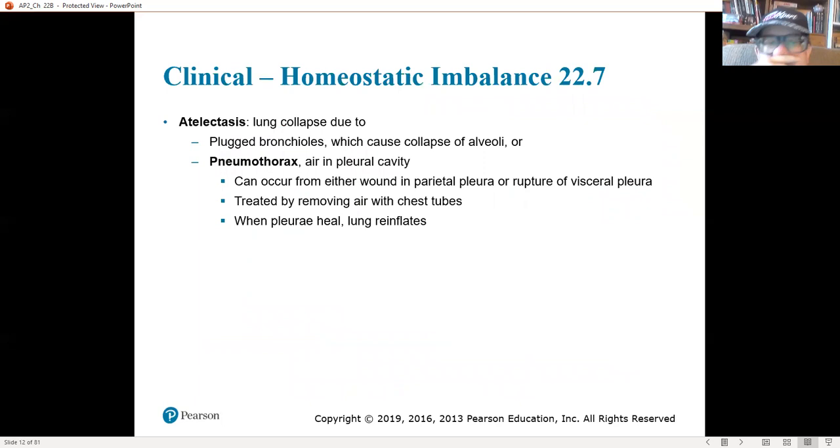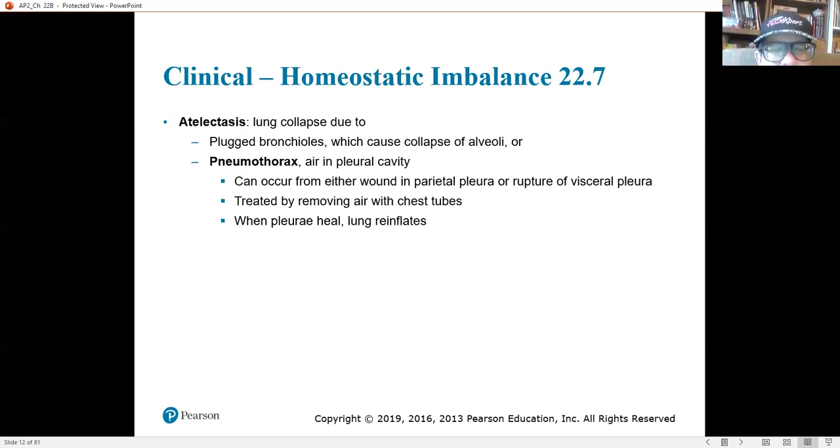All right. Atelectasis is a lung collapse when you have plugged bronchioles. It can collapse the alveoli. Pneumothorax, which is what we were just looking at, that's air. Pneumo means air, so it's air in the thorax, but specifically it's air in your pleural cavity. This could be a wound in the parietal pleura, the periphery, like the knife wound they just had the drawing of, or a rupture of the visceral pleura, like I said, the scuba accident or the tears when someone smokes.